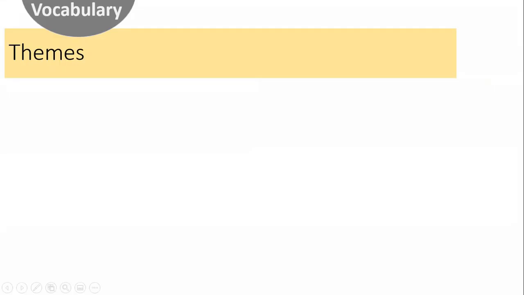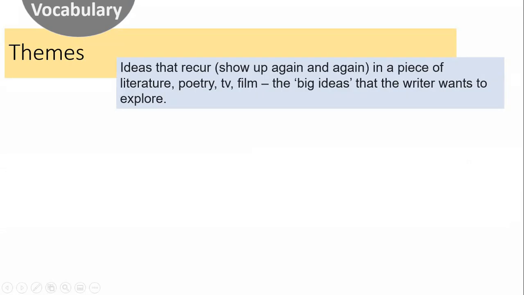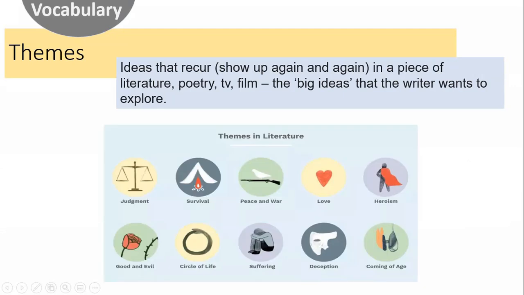So vocabulary time, and the first one is themes. You'll remember this, I hope, from the Remains lessons. Ideas that recur, that is, show up again and again in a piece of literature, poetry, TV, or film. These are the big ideas. Some examples in literature: judgment, survival, peace and war, love, heroism, good and evil, circle of life, suffering, deception, coming of age.